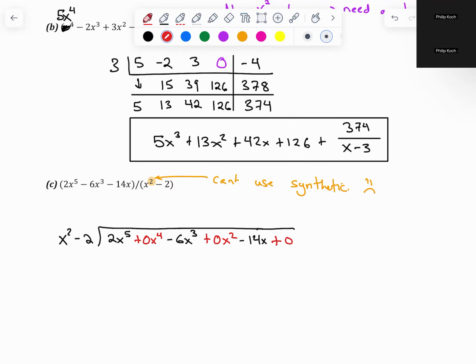Go ahead and perform this long division, unless there's any questions on this setup. I'm going to pause the recording, and then we'll come back together.